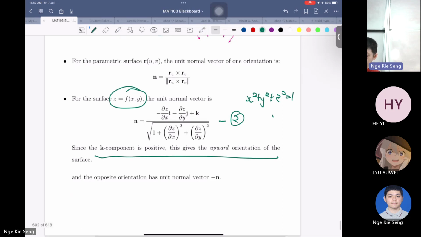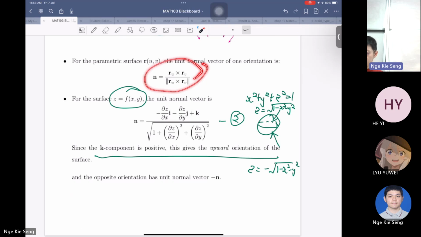A sphere has a positive and negative hemisphere. How do we describe the positive hemisphere? z equals the square root of 1 minus x squared minus y squared. And the negative hemisphere is z equals minus the square root of 1 minus x squared minus y squared. Then I suggest you use the general formula to compute the normal vector to both of these surfaces.